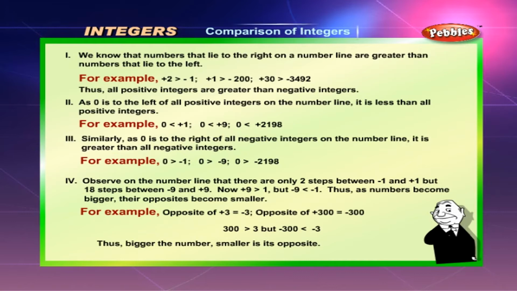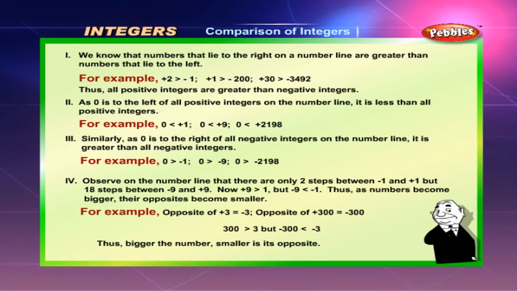As 0 is to the left of all positive integers on the number line, it is less than all positive integers. For example, 0 is less than plus 1. 0 is less than plus 9. 0 is less than plus 2198. Similarly, as 0 is to the right of all negative integers on the number line, it is greater than all negative integers. For example, 0 is greater than minus 1, 0 is greater than minus 9, 0 is greater than minus 2198.